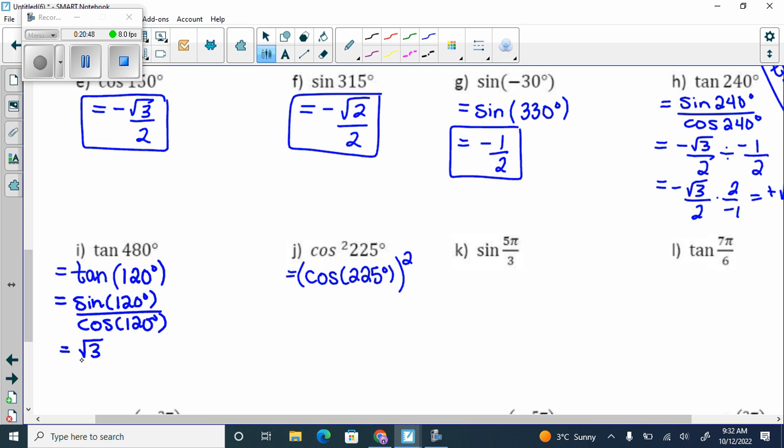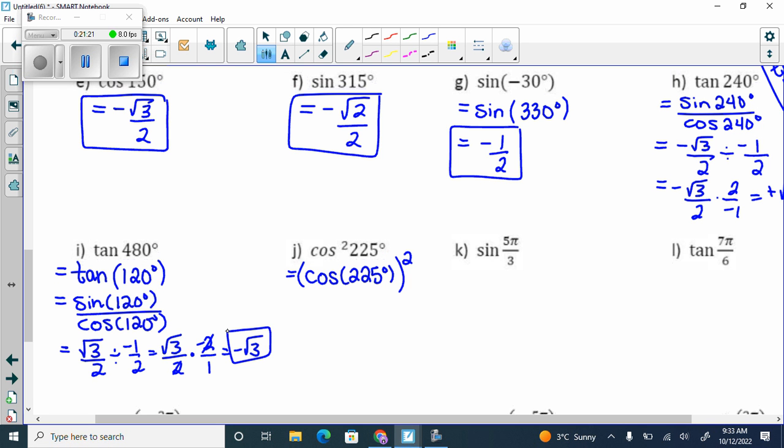Root 3 over 2 divided by negative a half, times negative 2 over 1, which is negative root 3. Because 120 has a 60-degree reference angle, right? And tan at 120 is in the quadrant where the sign is negative, so I know it's going to be negative root 3. So if you have that, know that all the 60-degree tans are plus or minus root 3. Actually, it's fast to do answers too.